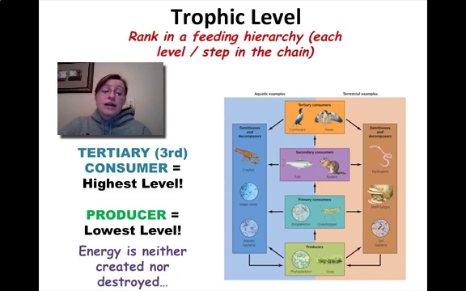Remember, very important, energy is neither created nor destroyed, it is merely transferred. So when one organism dies, that doesn't mean the energy just sort of stops there. What's going to happen is the body will be broken down, that energy will be released in compounds back into the soil, which will be taken up by a detritivore or a decomposer, and then will wind up back in the grass. So all of our energy is cyclical.